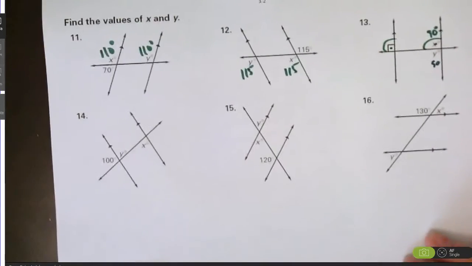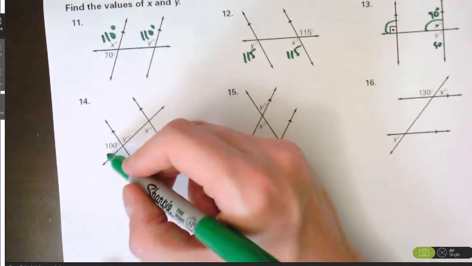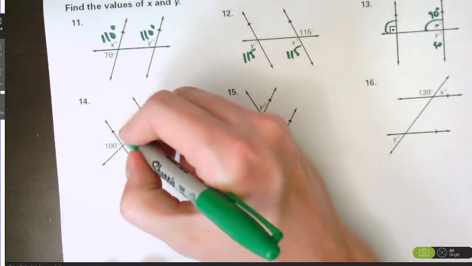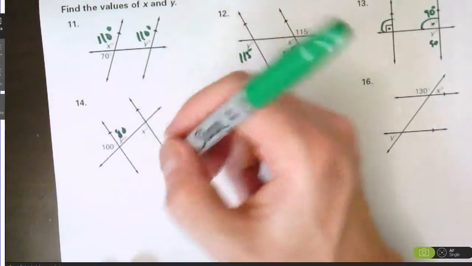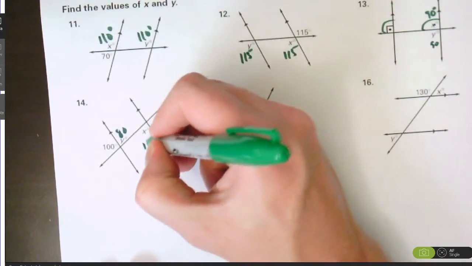Number 14, Y and 100 are adjacent angles, so they're a linear pair as well that form a line and they're adjacent. So this means Y and 100 have to be 180, so Y is going to be 80. And then Y and X are going to be alternate interior, so they're going to be congruent, so 100 degrees.